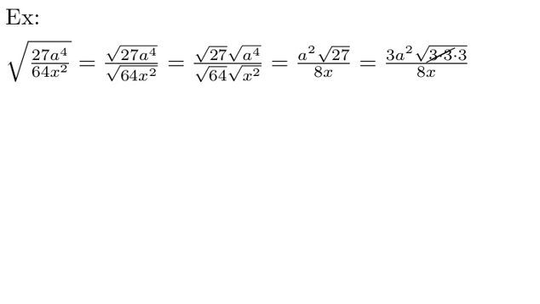And as usual, I want to write this a little bit more cleanly. So we have a fraction of 3a squared times the square root of 3 over 8x. And I did something wrong again. Let's take a look. I see it. Okay, so this entire thing is going to be equal to 3a squared root 3 over 8x. That's the last example for this particular section.